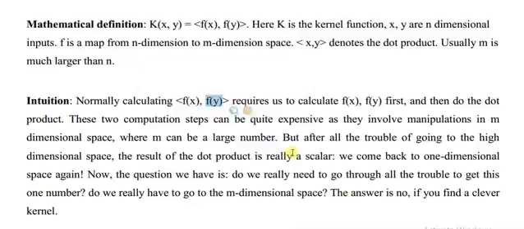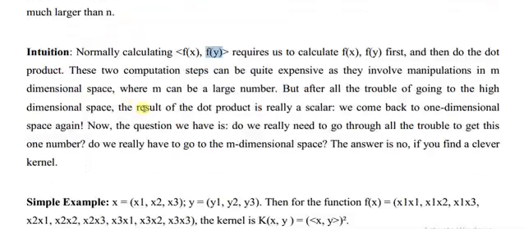Now, do we really need to go through all this trouble to get this one number? To get a single scalar value, is it necessary to perform all the transformation from n dimension to m dimension and find the dot product? That is why the kernel methods come into the picture.